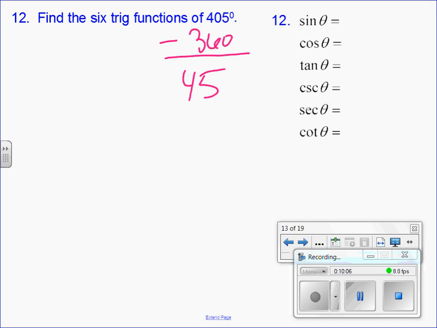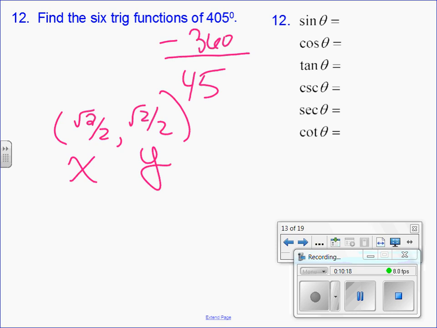You can go back to your unit circle on the back page and look for all the different things that you can know about 45. But it's basically radical 2 over 2 for both the coordinates. So it has an x value and a y value of radical 2 over 2. It's going to make our job really easy. So sine is the y value, radical 2 over 2.